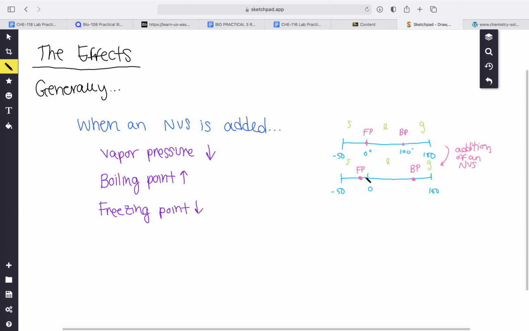We can see here that both of them shift over. So you're actually increasing the range of temperatures over which the liquid is able to stay a liquid. It takes a lot more energy to become a gas, and less energy to freeze into a solid. That's one way of thinking about it, but those are the trends that you'll have to know.